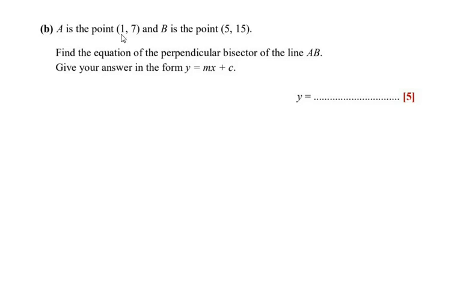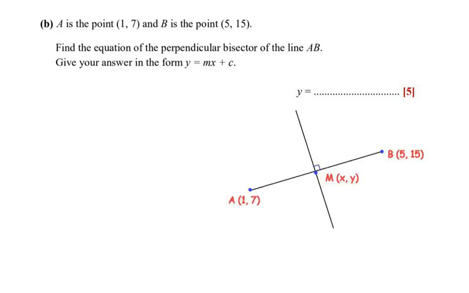A is the point 1, 7 and B is the point 5, 15. Find the equation of the perpendicular bisector of the line AB. Give your answer in the form y is equal to mx plus c. So here we have been given a line segment AB and the coordinates of A and B are given. Now here we need to find out the equation of perpendicular bisector of the line AB.